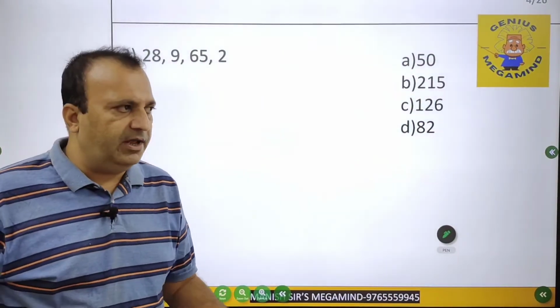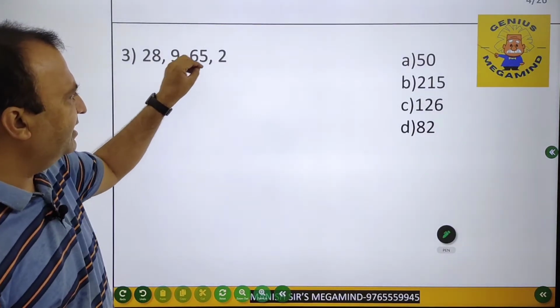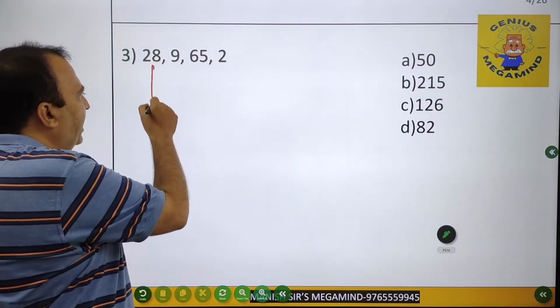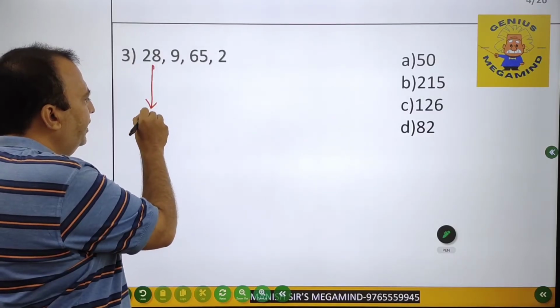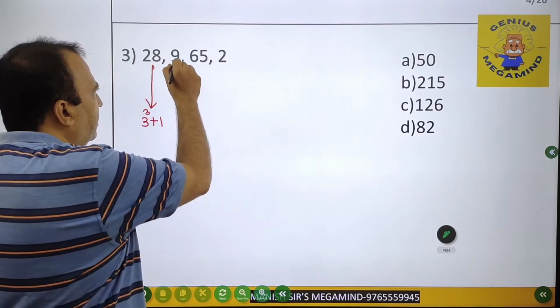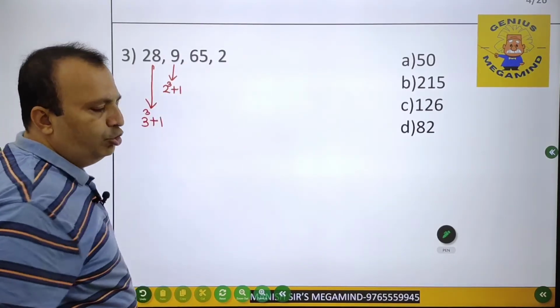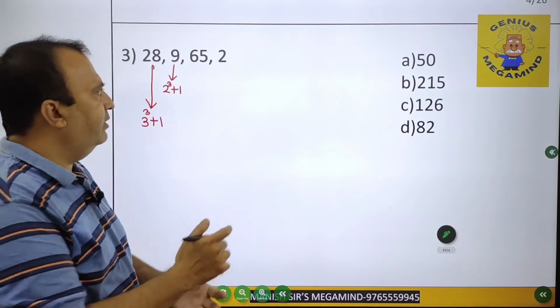Can I use something about squares and cubes over there? So the numbers, my friends, are 28, 9, 65 and 2. I can write 28 as 3 cube plus 1. So 3 cube is 27, plus 1 is 28. Now 9 can be written as 2 cube plus 1. 2 cube, my friends, is what? 8. 8 plus 1 is 9.